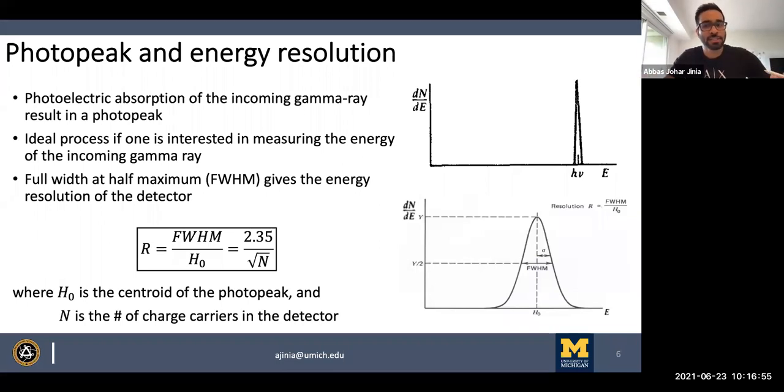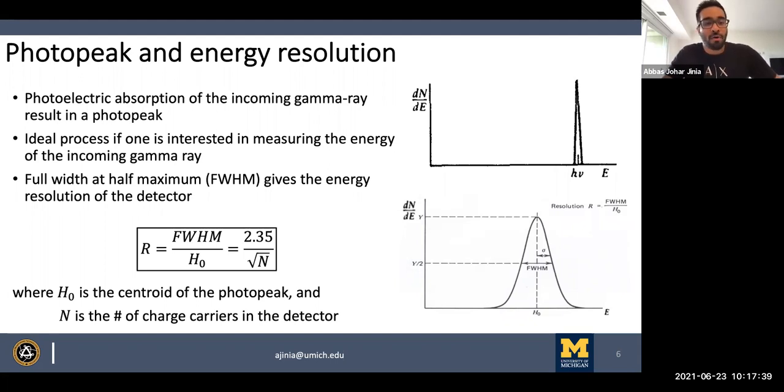I see another question in the chat, but we are going to cover that as well. The spectrum that I showed in the previous slide is a very basic spectrum, but we are going to be talking about every single feature that we see in the spectrum. That will cover Compton continuum, pair production, single and double escape peaks, everything. So ideally we want the gamma ray to deposit all of its energy, and photoelectric absorption is the best interaction.